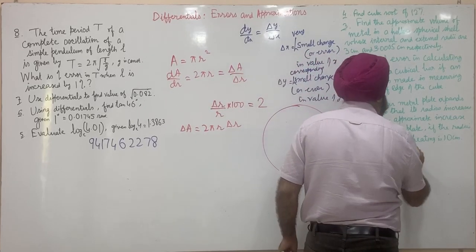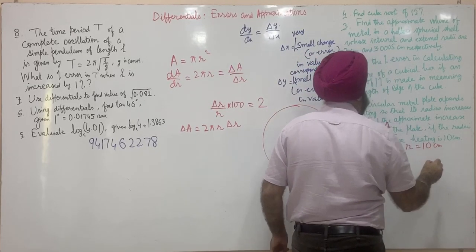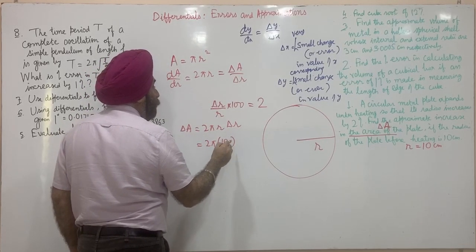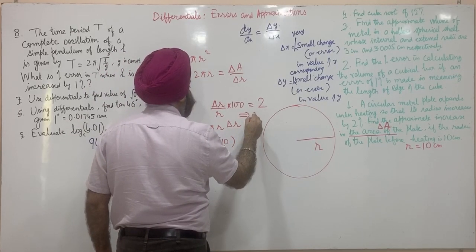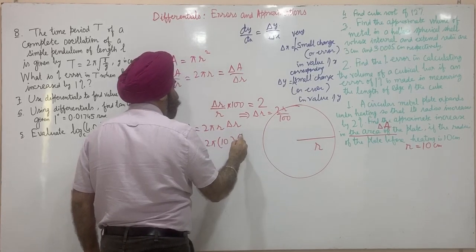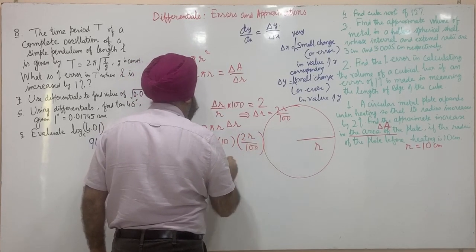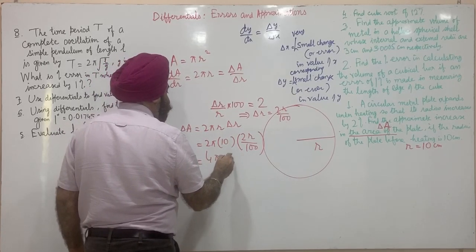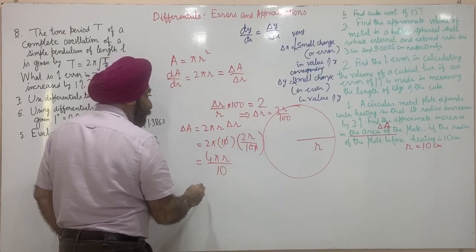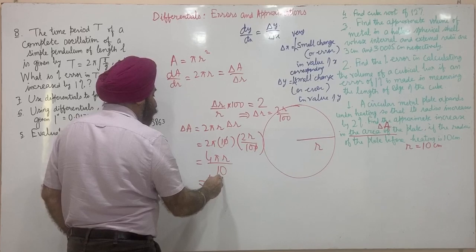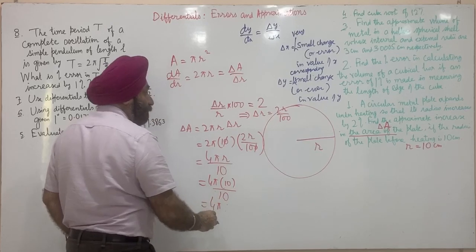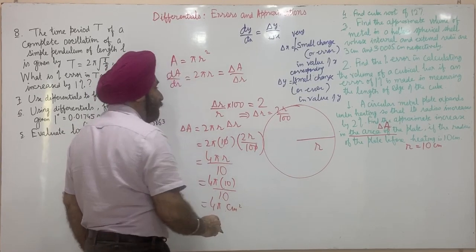The radius of the plate before heating, r, is given as 10 centimeters. We substitute values: 2 pi r is 2 pi into 10, into delta r. Delta r from this is 2r upon 100, so that's 4 pi r upon 10. Substitute the value of r equal to 10: 4 pi into 10 upon 10. This is 4 pi. The units will be centimeter square. This is the answer.